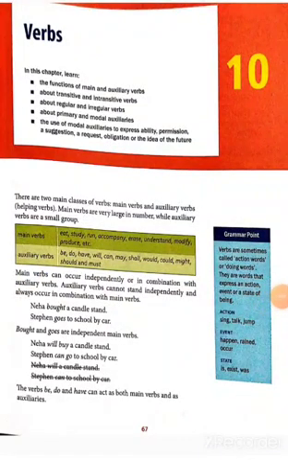This is English class, and today we are going to start chapter 10, verbs in English grammar. A verb is an action word, and there are two main classes of verbs: main verbs and auxiliary verbs, meaning helping verbs. Main verbs are very large in number, while auxiliary verbs are a small group.